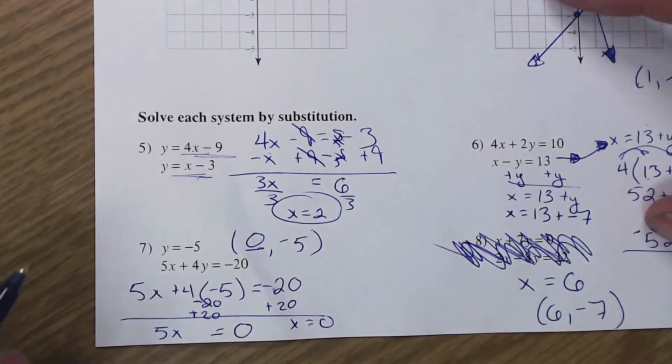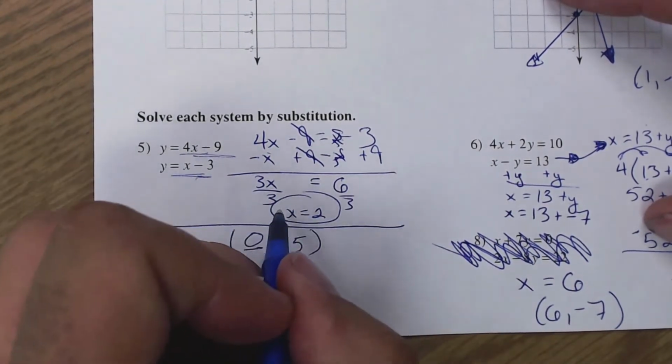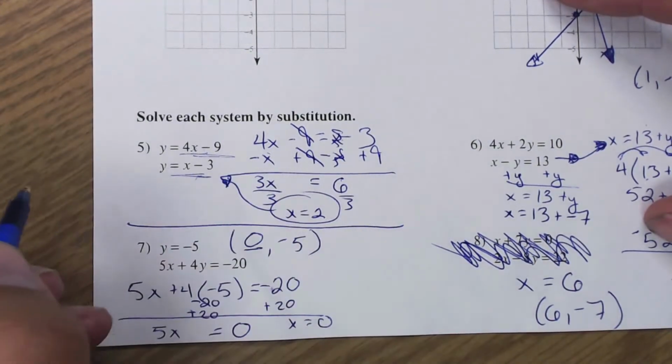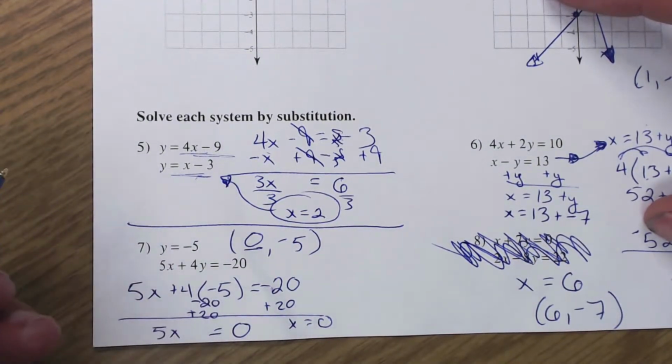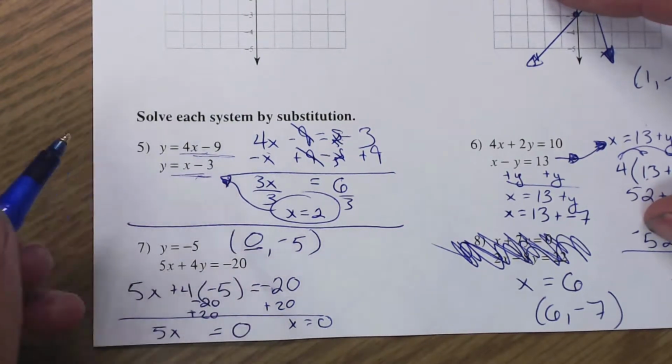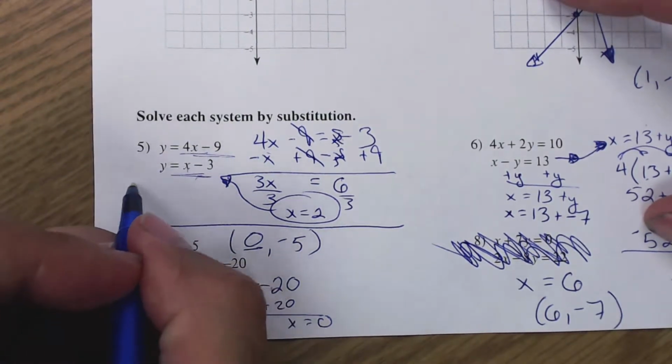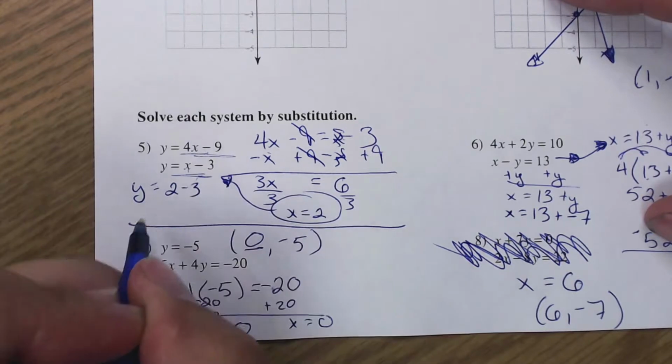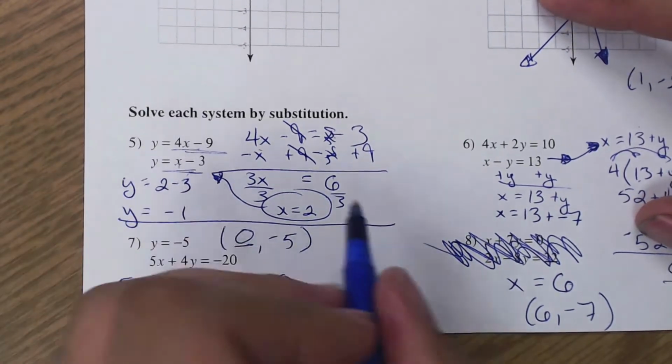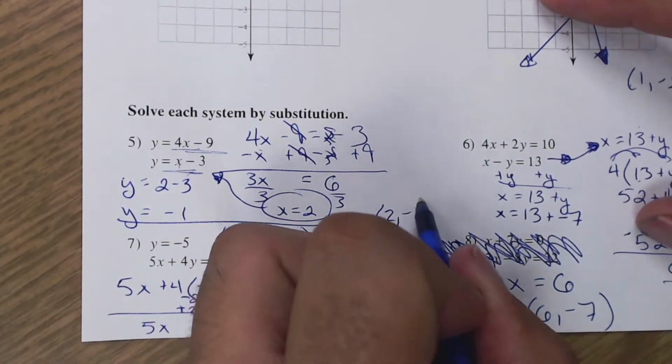Now I need to figure out what y is. So I'm going to plug that back up in. I'm going to choose the bottom one, again, just because it's easier. I could choose either, but I'm going to pick the bottom one, because there's less going on. So y equals 2 minus 3. Well, that's a -1. So now I write my coordinate point as 2, -1.